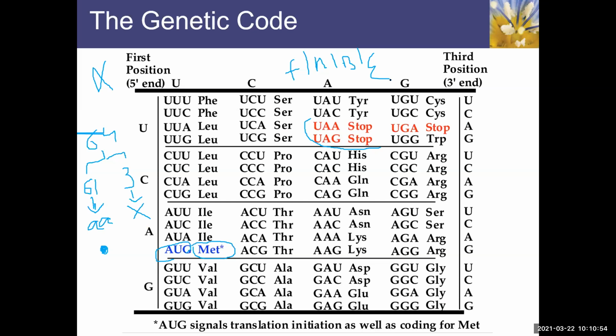If, for example, CCA codes for proline, it's going to code for proline not only in me, it's going to code proline in elephant, in bacteria, in viruses, in fox, in tiger, everywhere. So it's universal. Okay, is it clear till now?